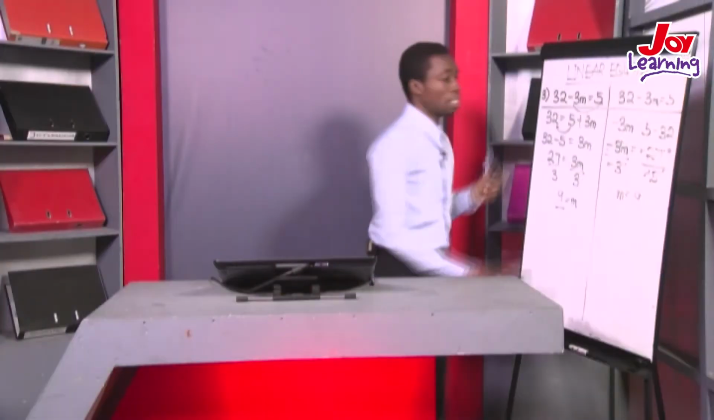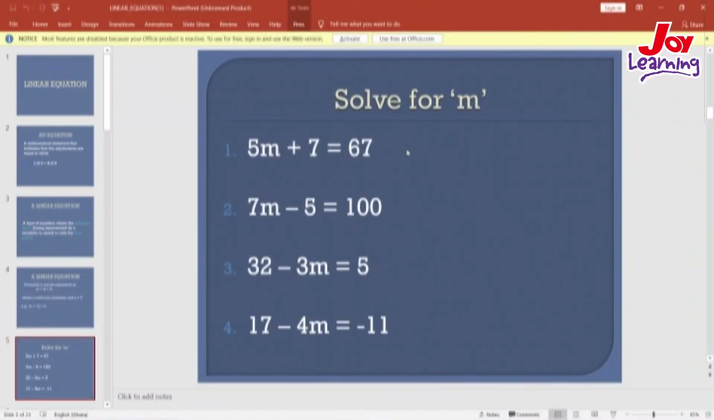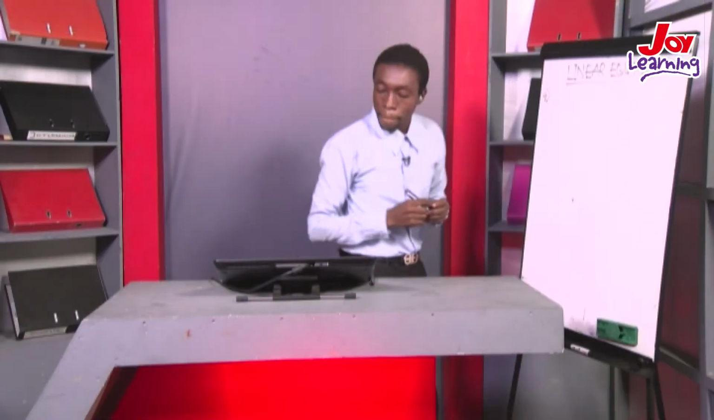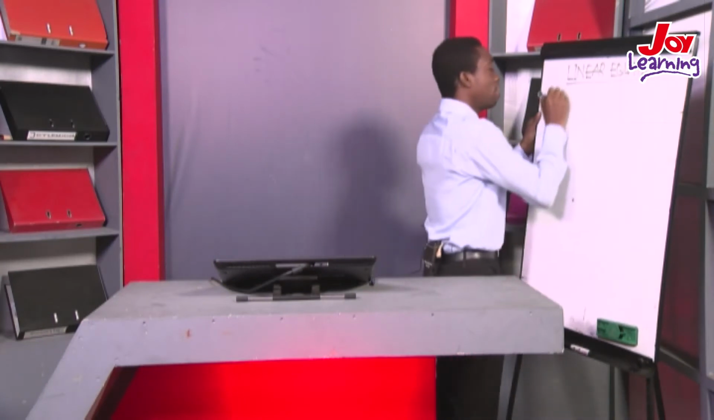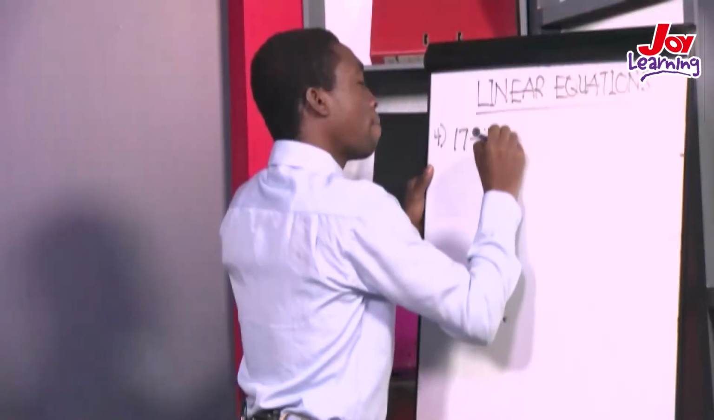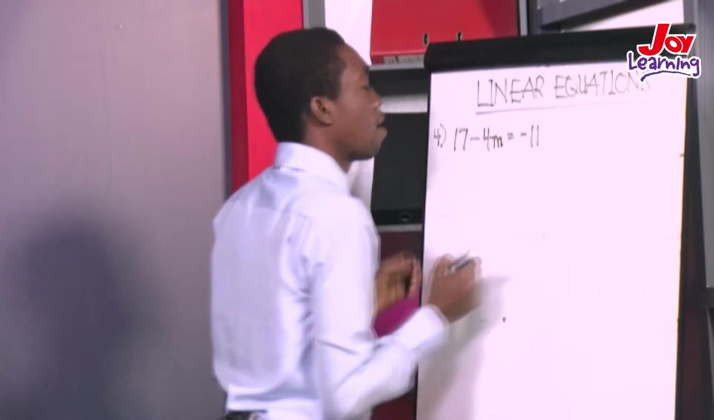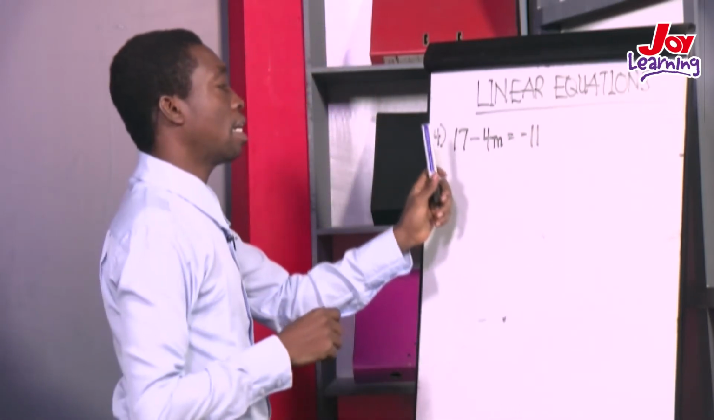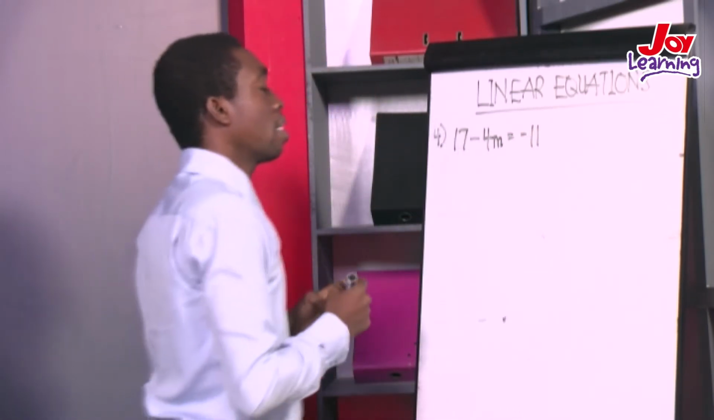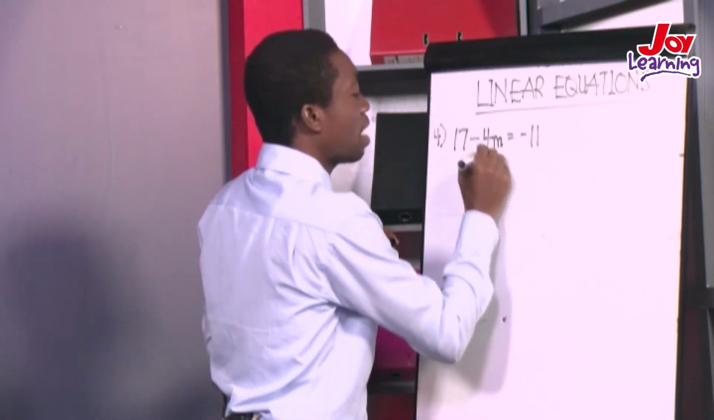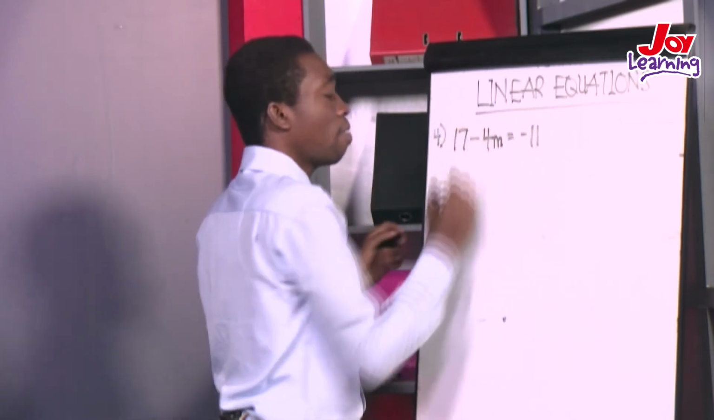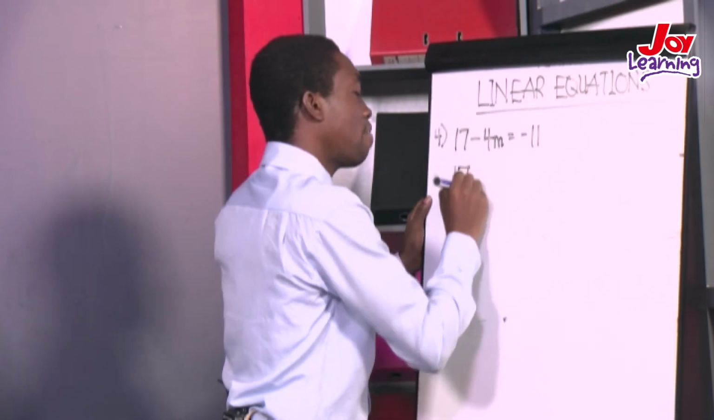The fourth question also has a similar look to the third one. So for the fourth question, we have 17 minus 4m equal to negative 11. So we want m. Like I was saying, I would rather send the m to the side so that I get rid of the negative sign. So what I'm left with is 17 equal to what?